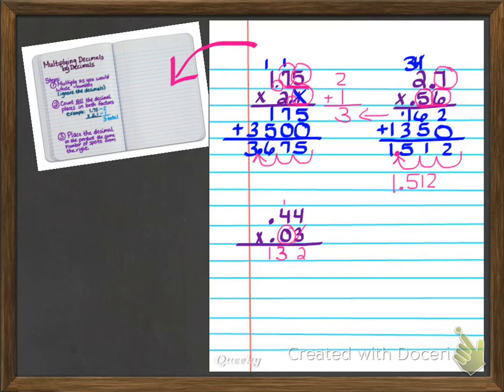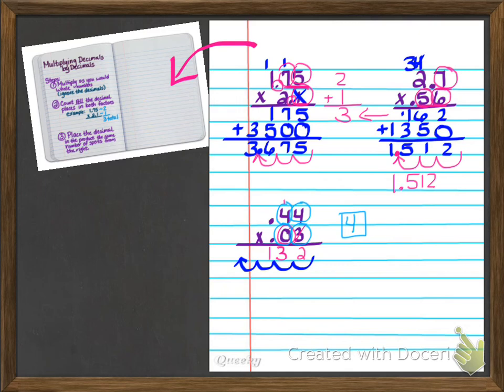So this is where we have to count our decimal places. Let me grab a different color here. Okay. So if I count my decimal places, I'm going to count 1, 2, 3, 4. There were a total of 4 decimal places, 2 in each number. So in my answer, I have to go in 4 total spots. I'm going to start at the end like I usually do, and you're going to see me swoop in 4 times. 1, 2, 3, 4.